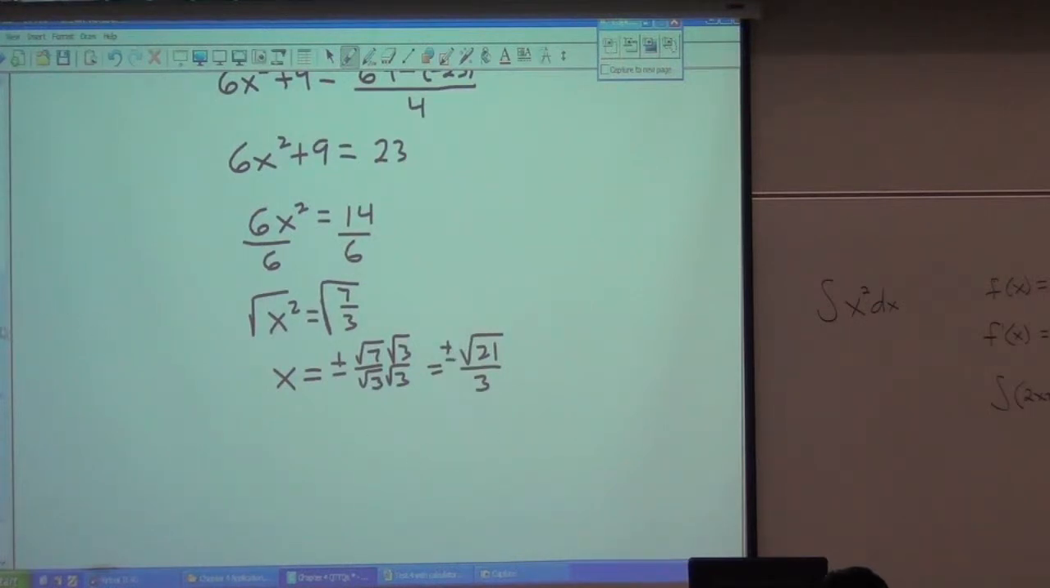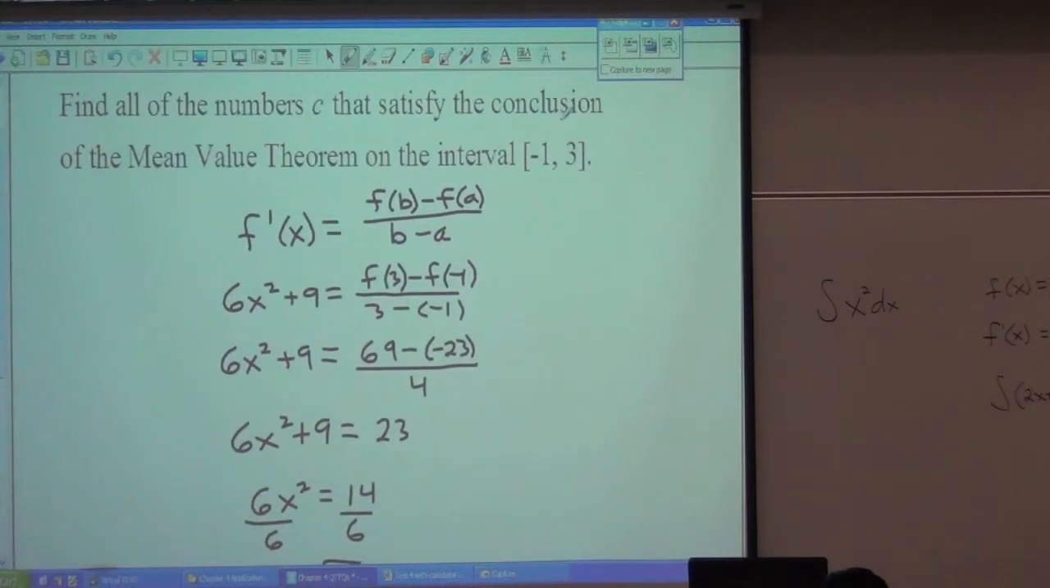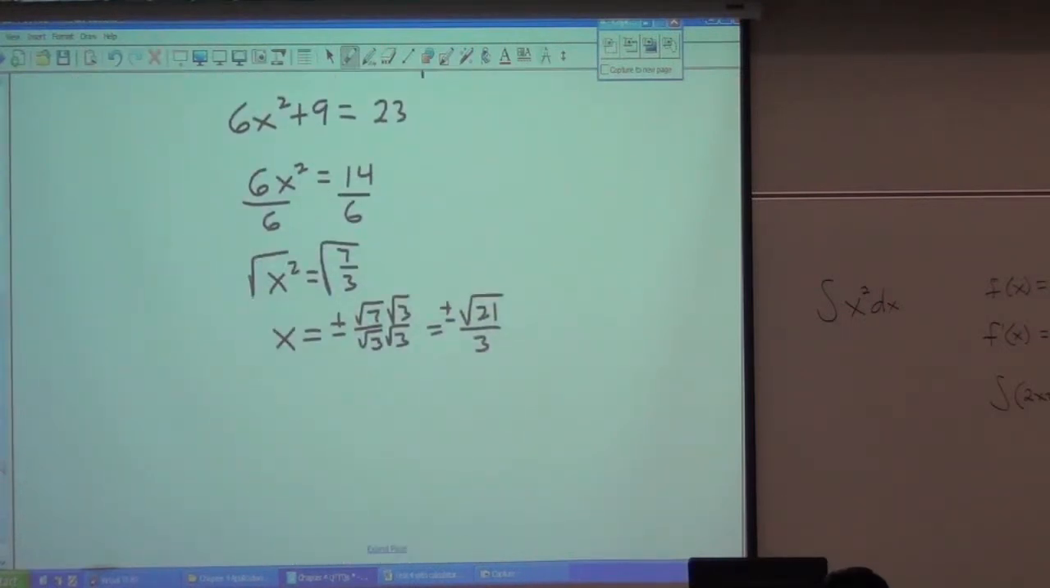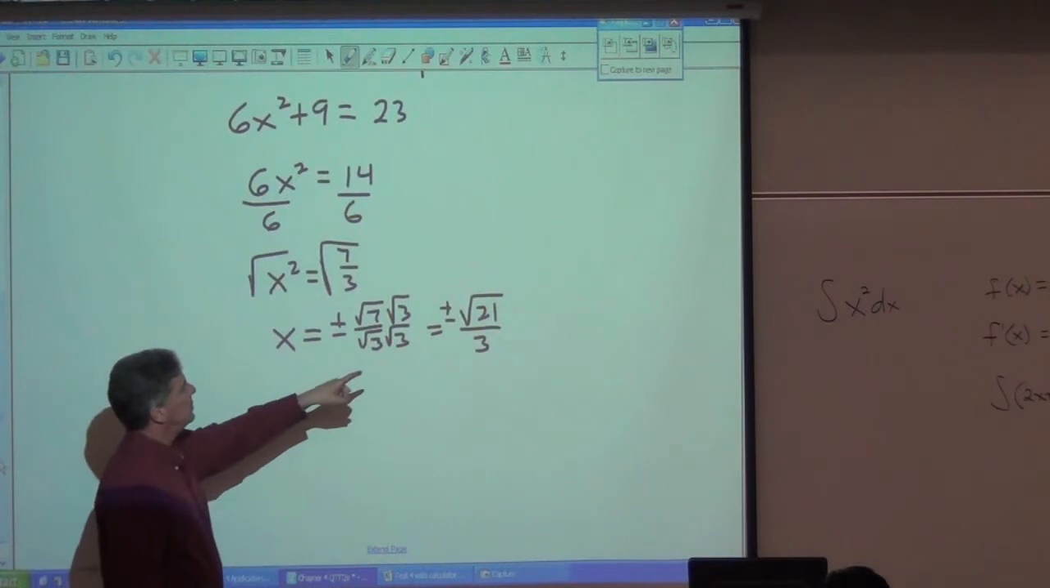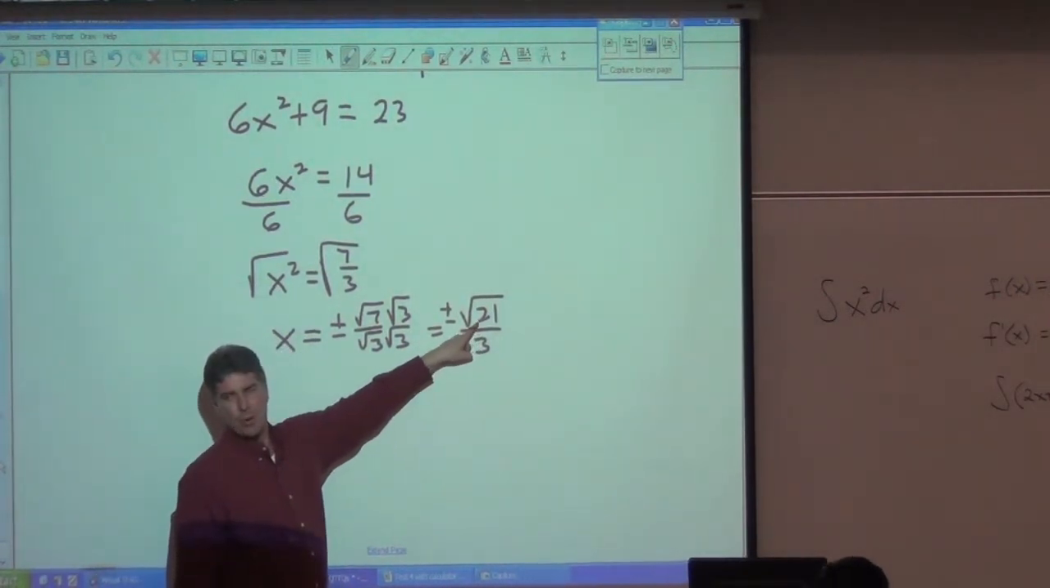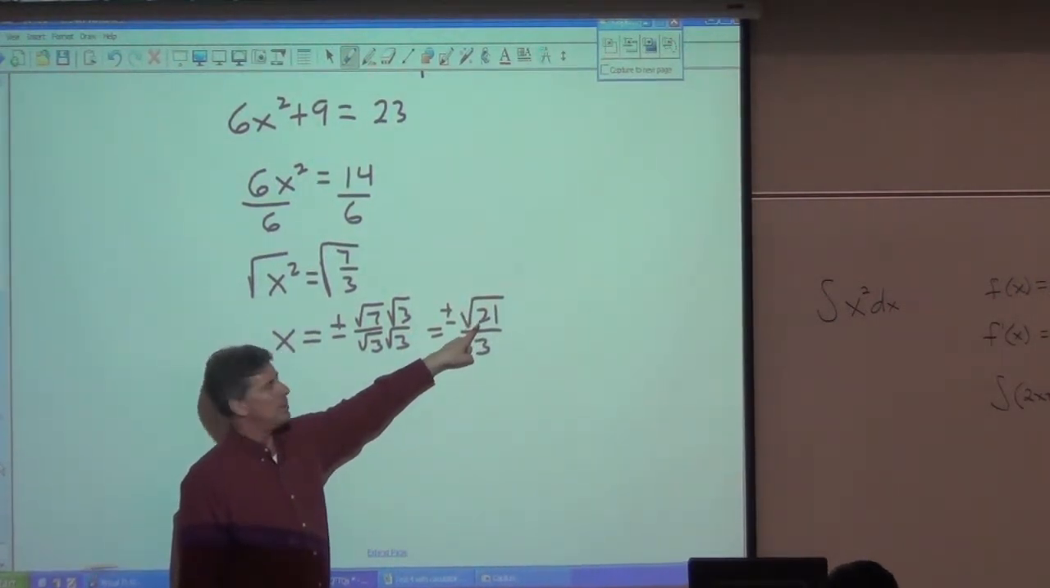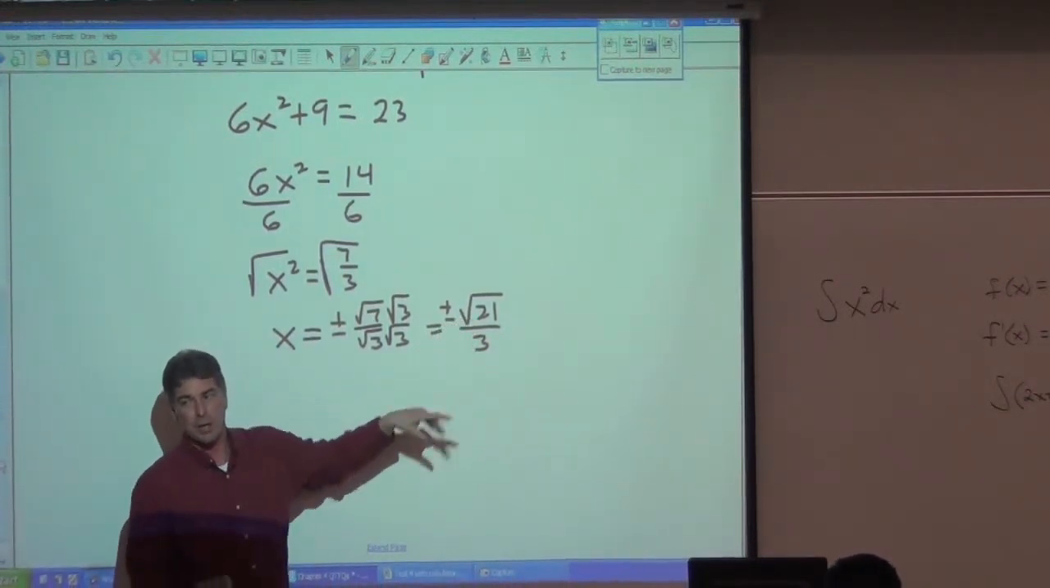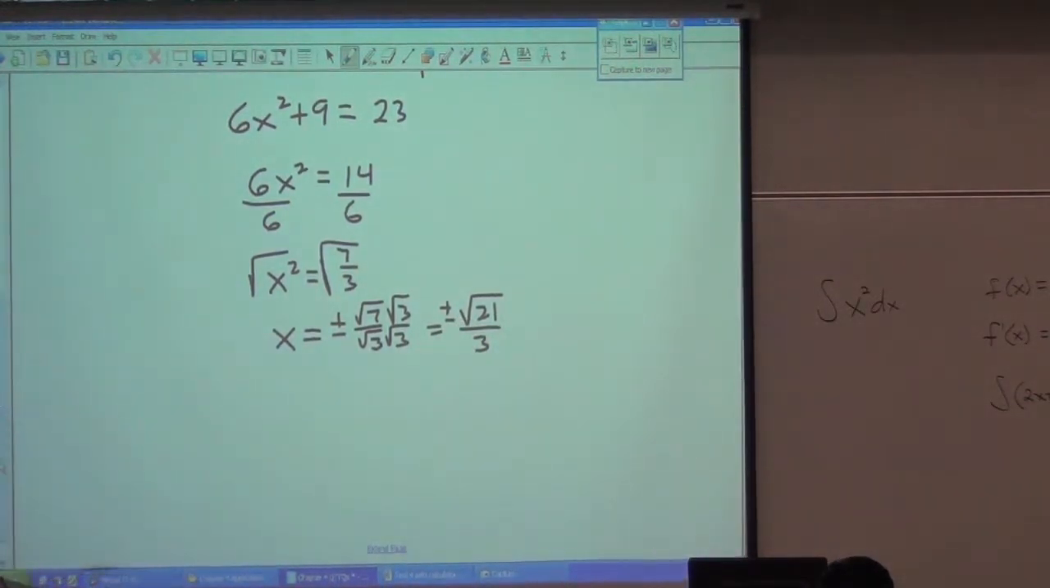But we can only look for numbers in between -1 and 3. So the square root of 21, that's bigger than 4, right? The square root of 16 is 4. So the negative would be like -4 over 3. That's smaller than -1, so we don't use the negative. We just take the positive square root of 21 over 3.